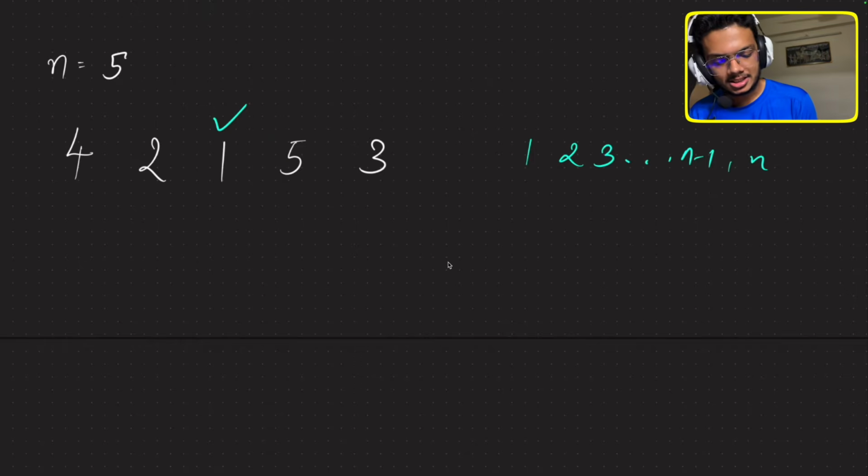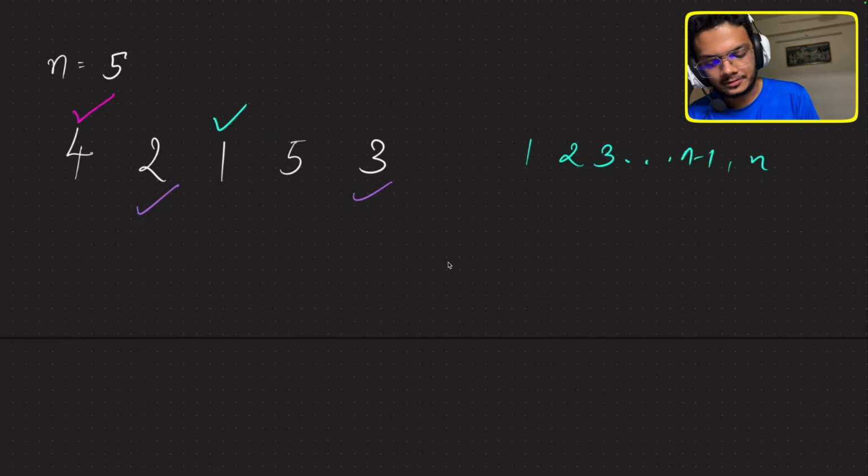Then in the next round I again start. So I'm looking for 2, right? Then I find 2. Okay, so maybe I'll use a different color here. I find 2, then I'll find 3. So in the second round I found 2, 3. And now there will be a third round starting.